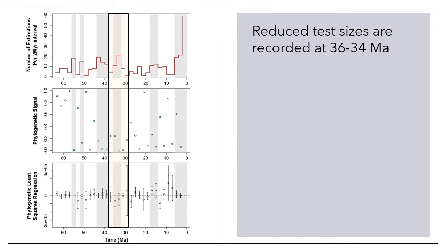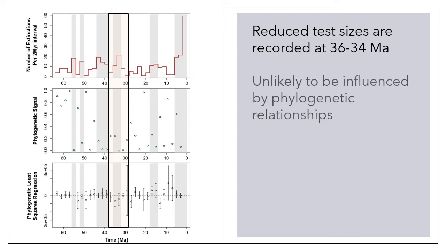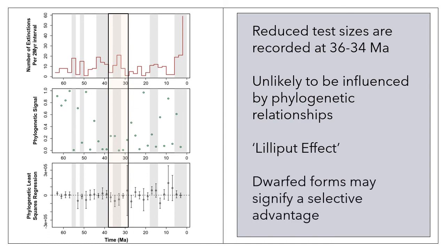Across the EOT, increased extinctions of larger foraminifera occur and reduced test sizes are recorded at 36 to 34 million years ago. A reduction in body size from ancestor to descendant is present pre-EOT and unlikely to be influenced by phylogenetic relationships. This can be categorised as the Lilliput effect. Causes for this phenomenon are unknown, but the dwarfed forms may signify a selective advantage, such as inhabiting and exploiting a niche space, inaccessible to the ancestor, allowing them to survive chemical or physical oceanic perturbations that triggered extinctions of their larger predecessors.